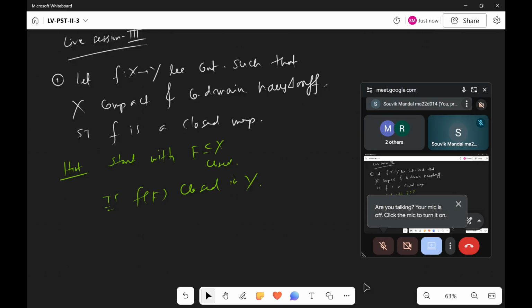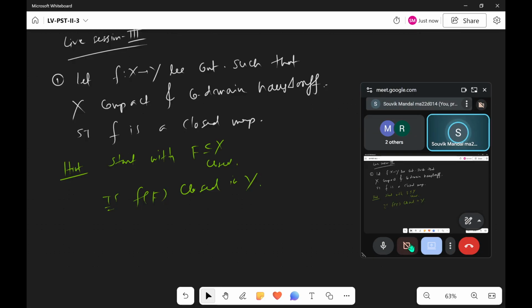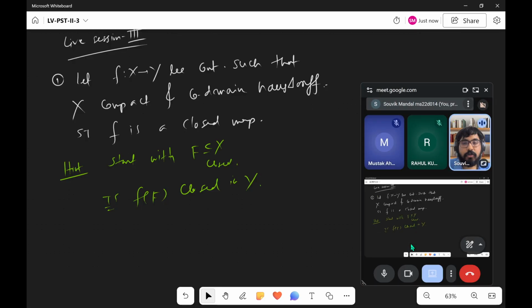One more student has joined. Let me explain the question. Suppose f is a continuous function from X to Y such that X is compact and Y is Hausdorff. We need to show that f is a closed map. The trick is to start with a closed set F, which is a subset of X, and show that its image is closed in Y. Is the question clear to Rahul? Yes, sir. Okay, so please try to do it by yourself. Take your time and let me know. If you have any question in between, please unmute yourself and ask.